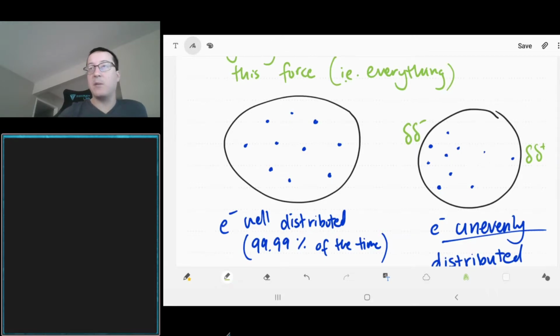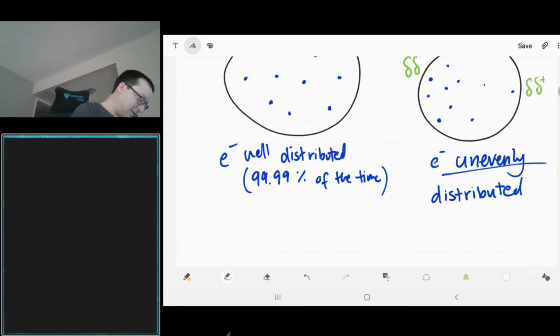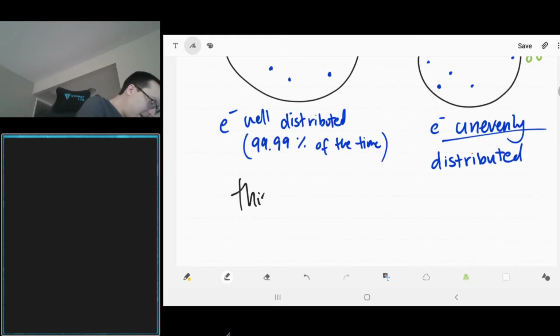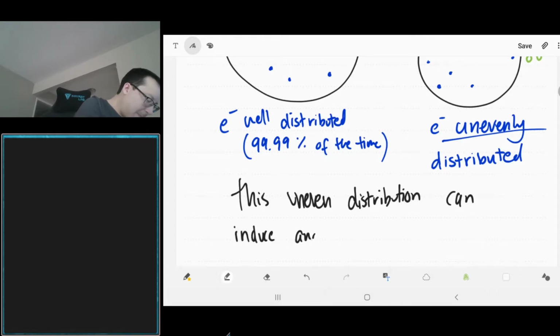And this is just for a particular atom, right? So just one atom, the electrons just happen to be more on one side. What's interesting, though, is this uneven distribution can induce another atom to do the same.